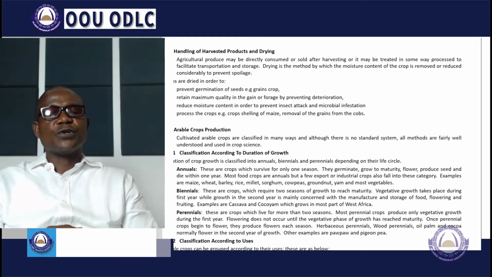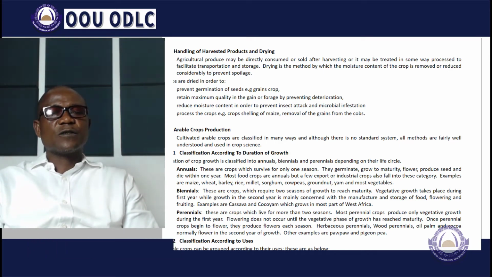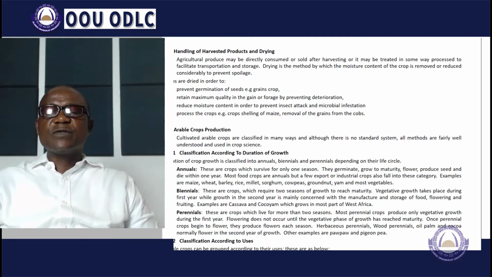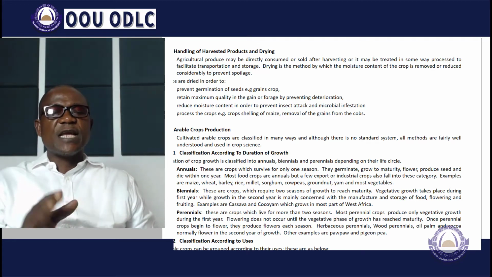Classification according to duration of growth. Duration of growth is classified into annuals, biennials, and perennials, depending on their life cycle. Annuals. These are crops which survive for only one season. They germinate, grow to maturity, flower, produce seed, and die within 1 year.